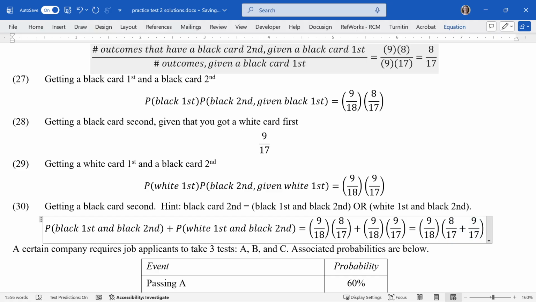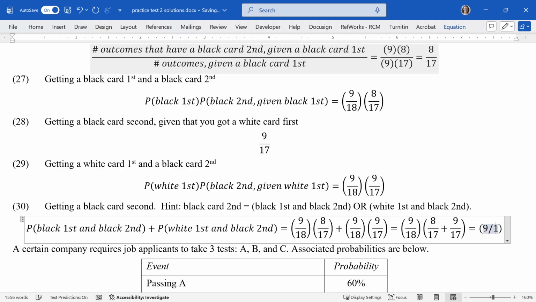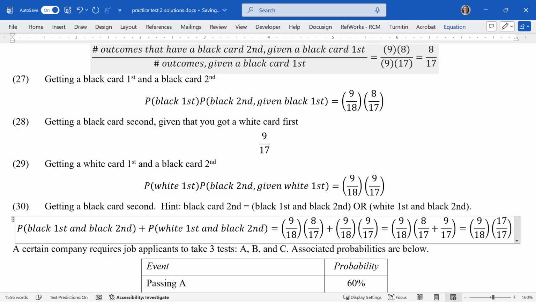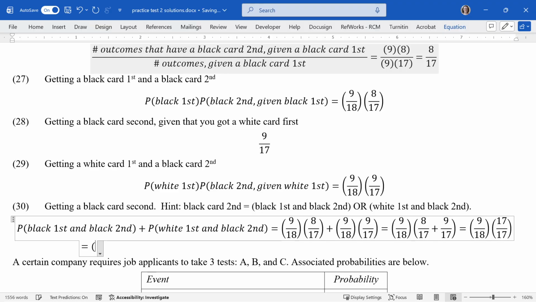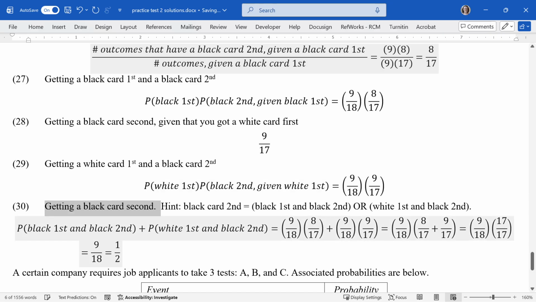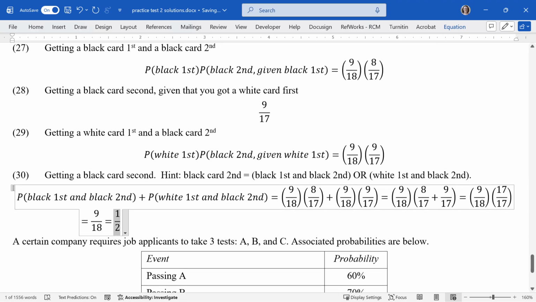Okay, and what is 8/17 plus 9/17? That is 17/17. So this actually simplifies to 9/18 times 17/17. 17/17 is just 1. So this is really just 9/18, which is 1/2. So actually, the overall probability of getting a black card second is 1/2. So if you have no knowledge of what you got for your first card, the probability for your second card, even though you know you already dealt some card, it's still just 1/2, as if you had never taken anything out of the deck. Kind of interesting.